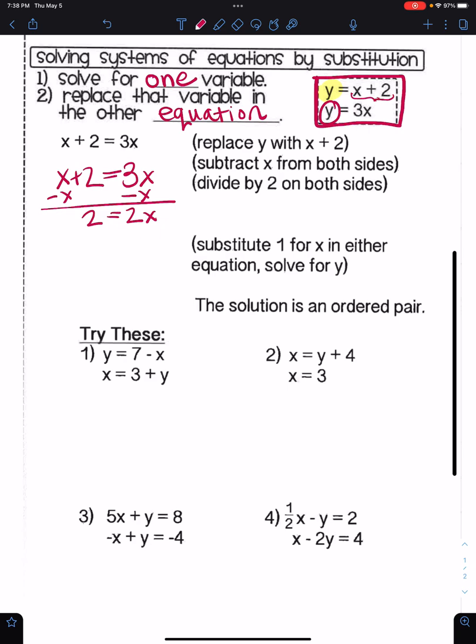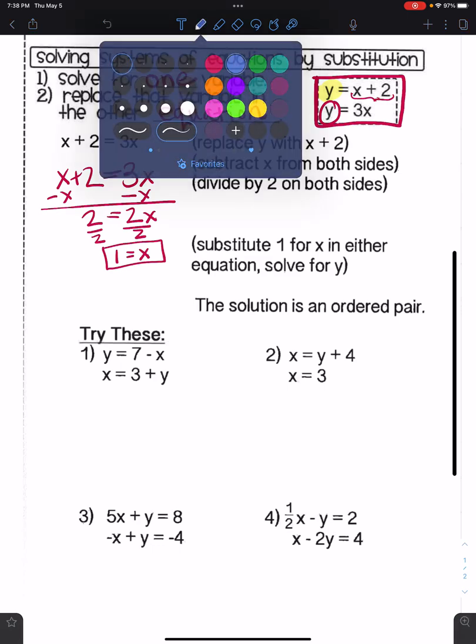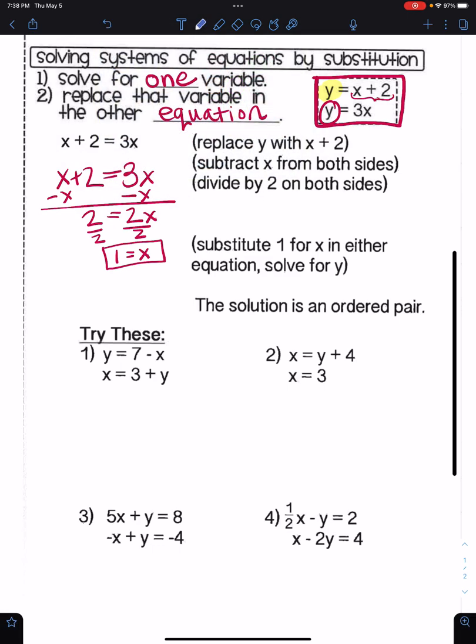And then I haven't solved for x yet, but now I can by dividing both sides by 2 to get that x equals 1. So I have part of my answer. Remember, my answer is an ordered pair. I need an x and I need a y. So I've just solved for x. I just found out what x is.